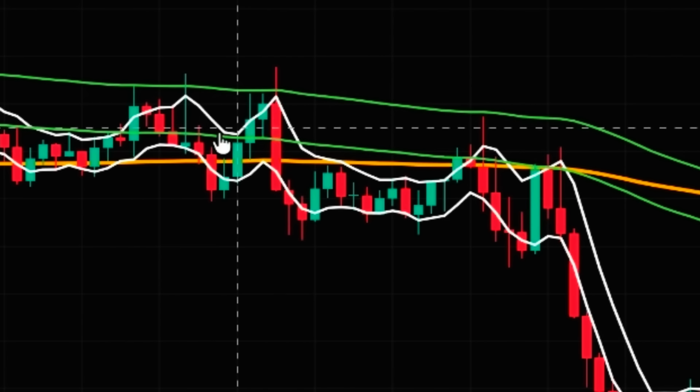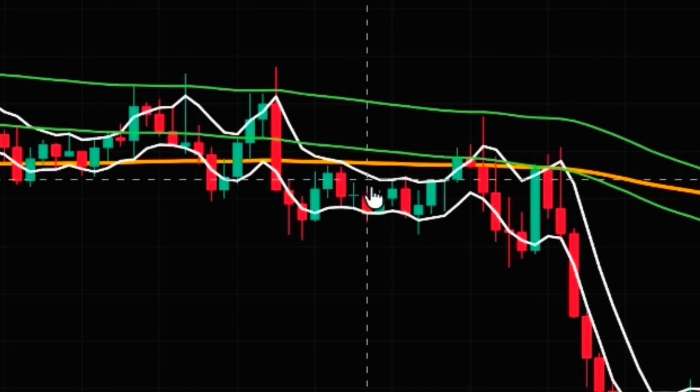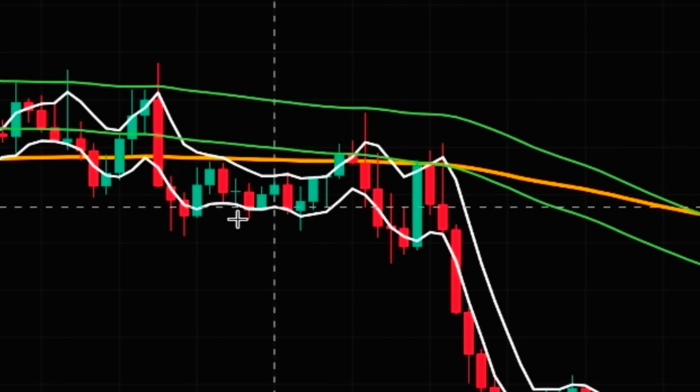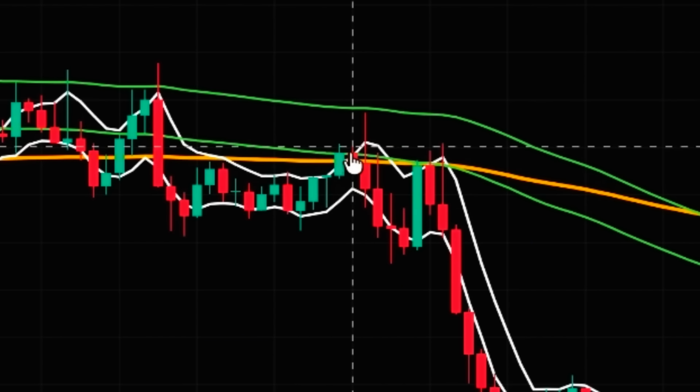Alright, here you can see that the price went below the orange line, and after that the white channel is also completely below the orange line. Now we wait for a pullback of the price to the green channel. You can see that it happened here.